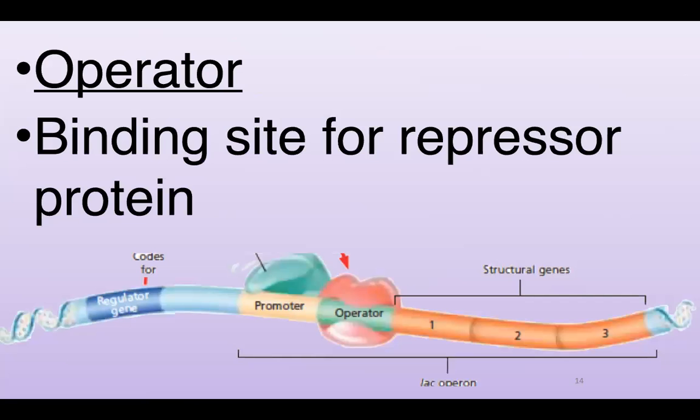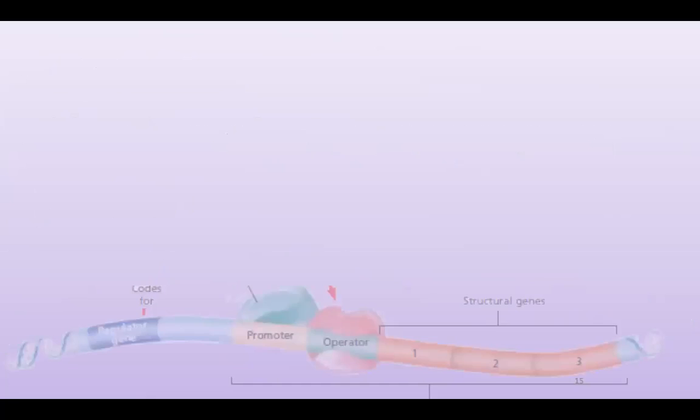So I'm going to talk about those when I talk about whether a gene is activated or repressed. So the operator is right after the promoter, or in the video, depending on the operon, it could be right in the middle of the promoter. But the whole idea is that the operator is where the repressor protein is going to bind to prevent RNA polymerase from transcribing the genes.